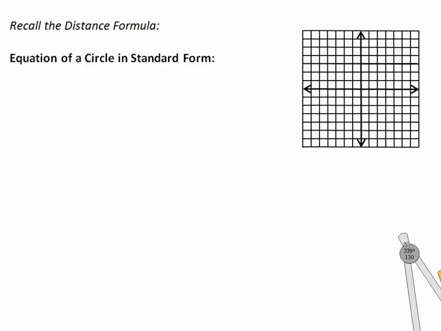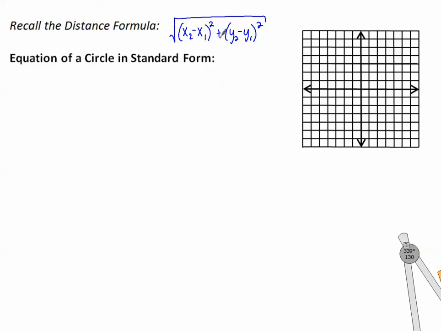Let's talk about graphing circles. So first of all, recall the distance formula. The distance formula is the square root of x sub 2 minus x sub 1 squared plus y sub 2 minus y sub 1 squared, or the distance between the x coordinates and the distance between the y coordinates, both of them squared, added, and then take the square root.